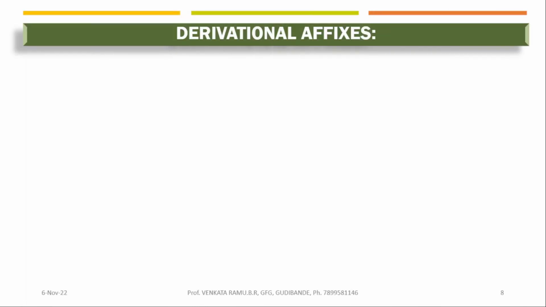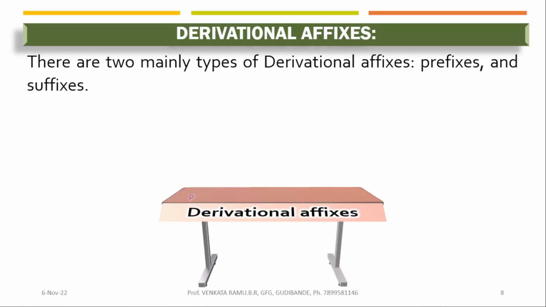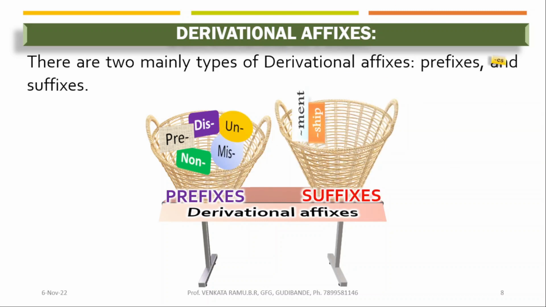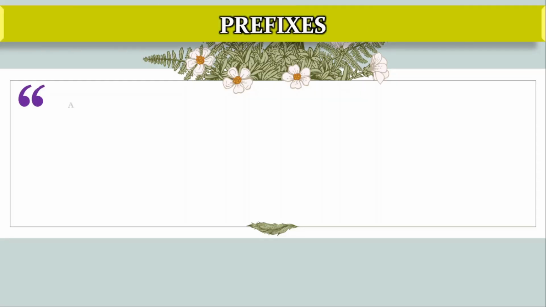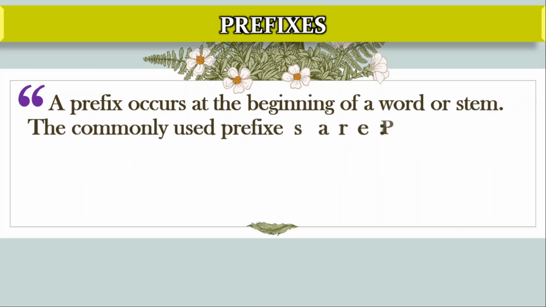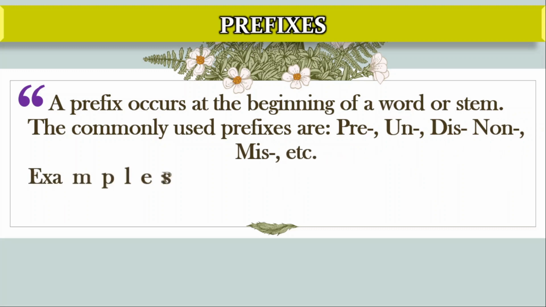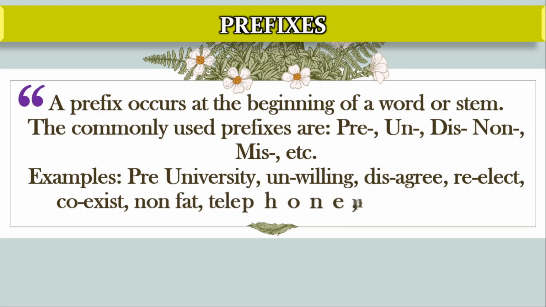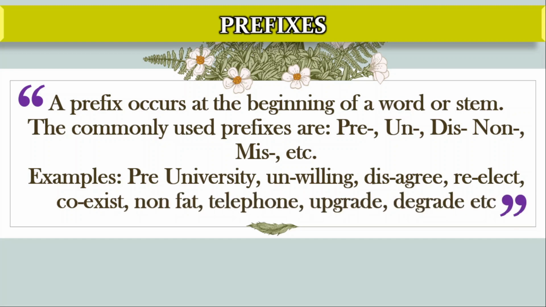Now let us know the derivational affixes. Friends, there are mainly two types of derivational affixes. The first one is called prefixes and the second one is called suffixes. Now let's come to the prefixes. A prefix occurs at the beginning of a word or stem. The commonly used prefixes are pre, un, dis, non, mis, etc. There are some examples of the prefixes like pre-university, unwilling, disagree, recollect, coexist, non-fat, telephone, upgrade, degrade, etc.